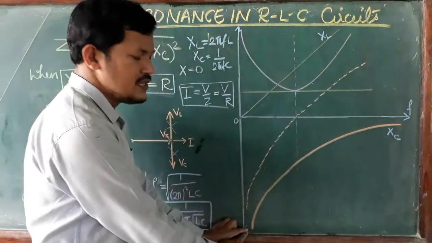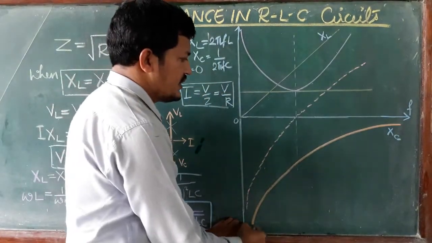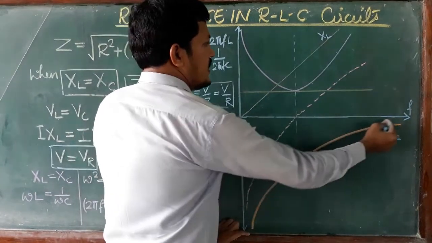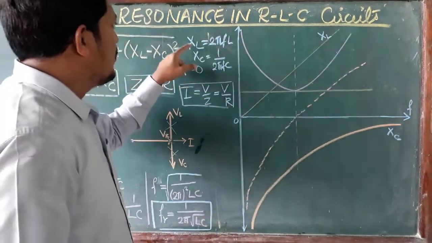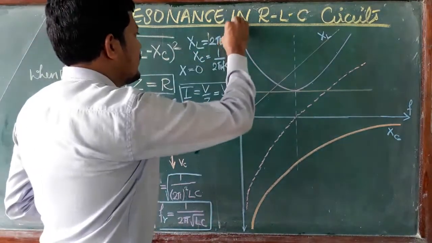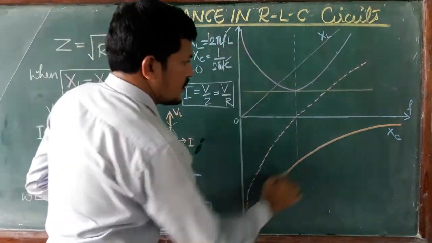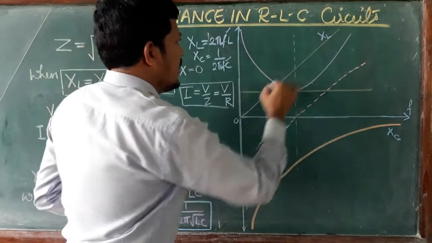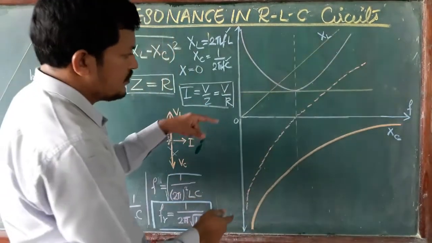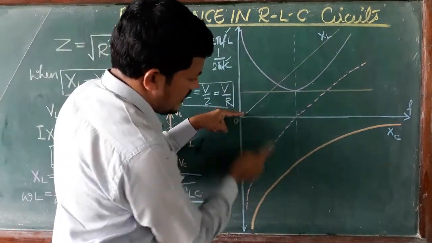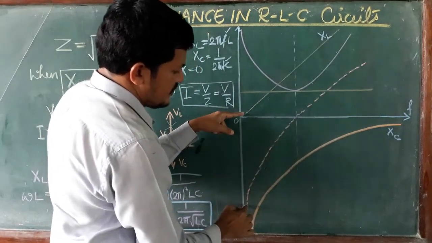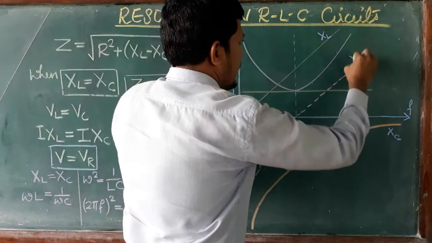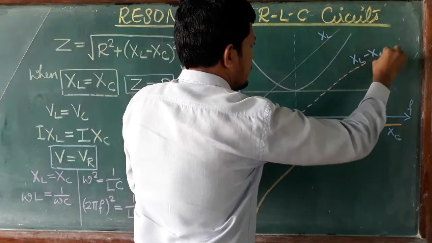Frequency very low means a very large value. Again, as frequency increases, it comes nearer to 0. Clear? So both depend upon frequency. We can draw two lines: this is XC, this is XL. Now based on XL and XC, I drew one dotted line. This one is the XL minus XC line.